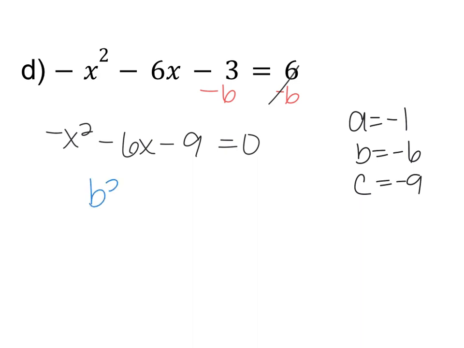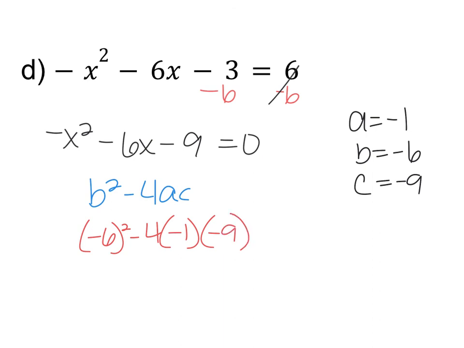The formula is b squared minus 4ac. So I have negative 6 to the second power in parentheses minus 4 times negative 1 times my c, which is negative 9. Stick that in the calculator and see what you get. Okay, so this is another 0. So we have a 0, which would be 1 solution.